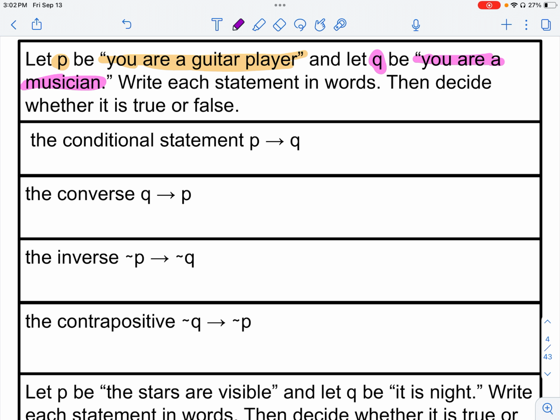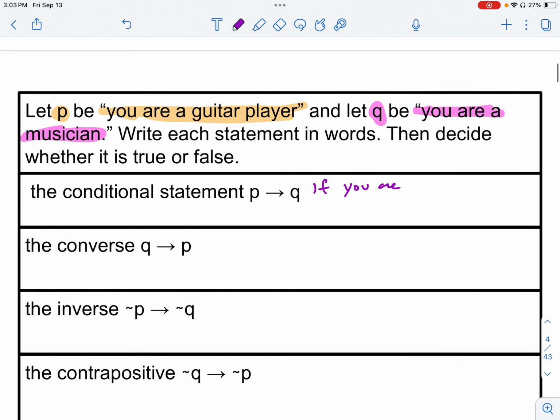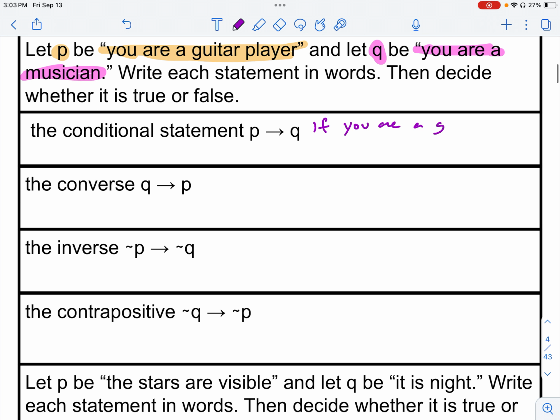P is you are a guitar player. So if you are a guitar player, then you are a musician. Well, guitar players are musicians. That one is clearly true.